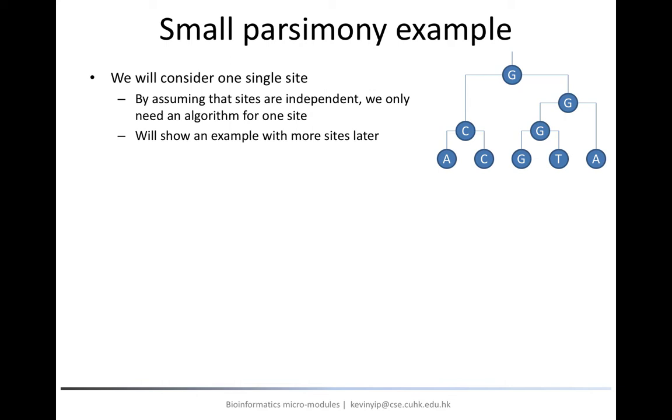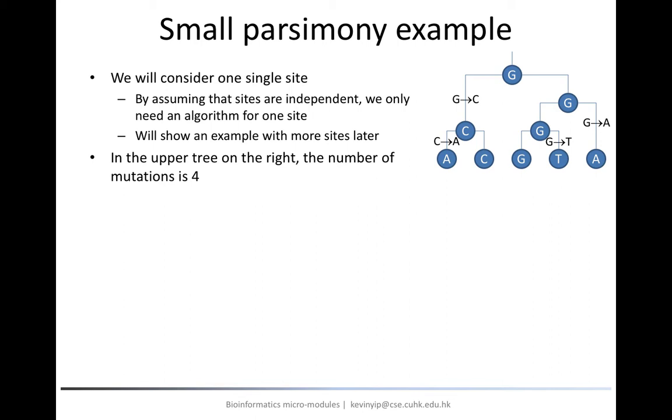Now, let's look at the tree in this example. It has 5 input sequences at the leaf nodes, and 4 internal nodes that represent their ancestral sequences. These ancestral sequences are the unknowns that we need to find out. In this tree, there are 4 mutations along the branches, namely the G to C mutation from the root to its left child, the C to A mutation from this left child to its own left child, and the G to A and G to T mutations on the right.